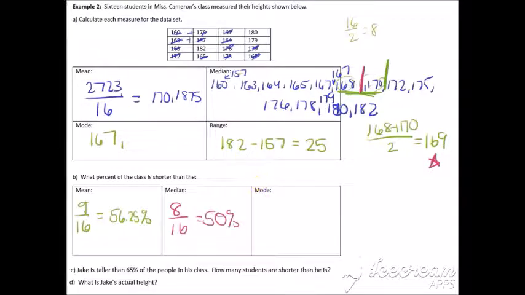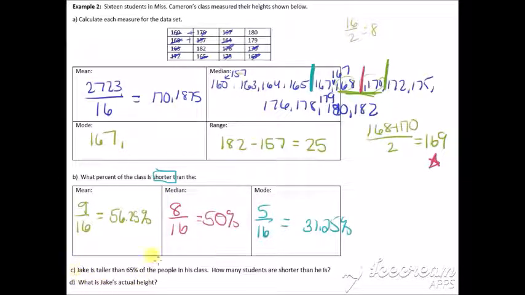And then the mode, I'll switch my color again. The mode we have 167. So if we're asking for who's shorter than 167, we're actually not going to include it. We're going to cut it off right below. So 1, 2, 3, 4, 5. 5 out of 16 students are actually shorter than it. So we get 31.25. Okay, and all of these are percentages of the class.